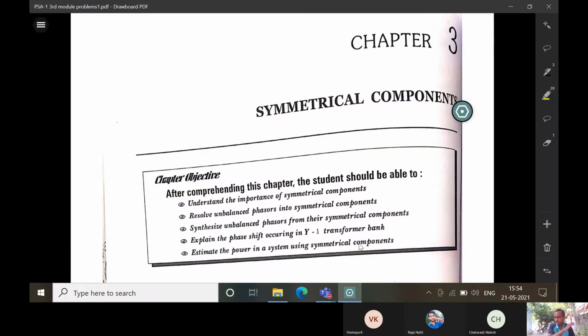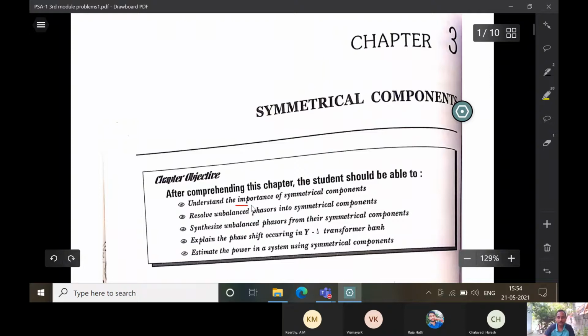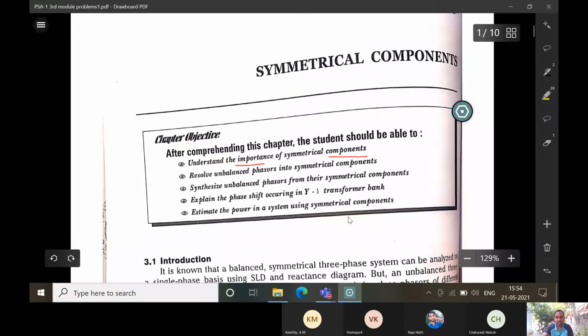Hello, good evening everyone. Today we'll discuss a new chapter called symmetrical components. So what is a symmetrical component? Why do we require a symmetrical component? First we have to understand the importance of symmetrical components, and resolve unbalanced phasors into symmetrical components, synthesize unbalanced phasors from their symmetrical components, explain the phase shift occurring in a star-delta transformer bank, and estimate the power in the system using symmetrical components.